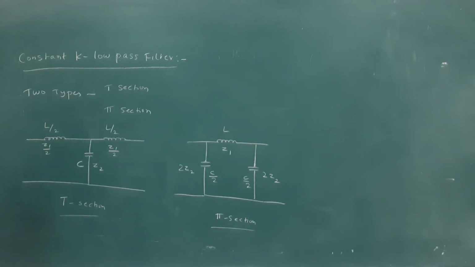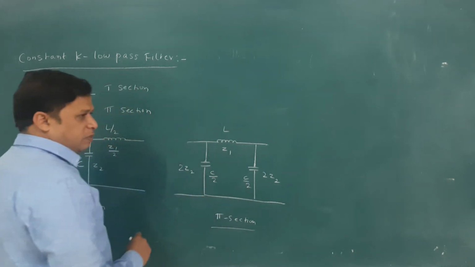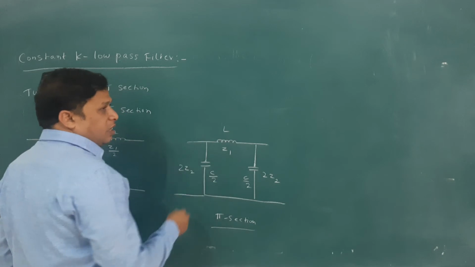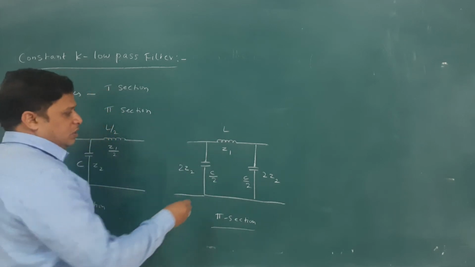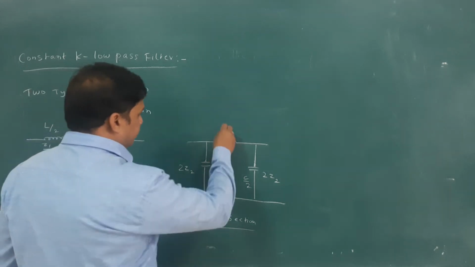So in parallel, C by 2 plus C by 2 gives you C. So we are writing like this, C by 2 and C by 2. As in the equations, we get the parallel of C by 2 plus C by 2, which is half C times 2, equal to C. This is L.